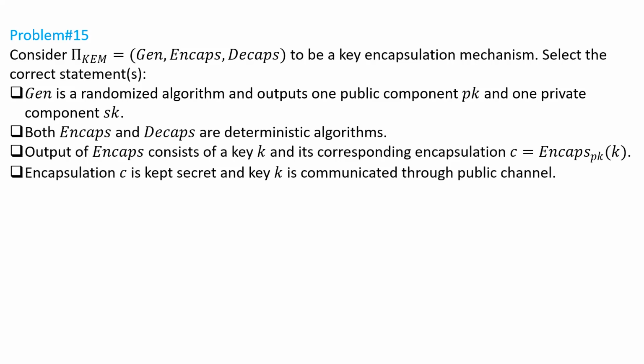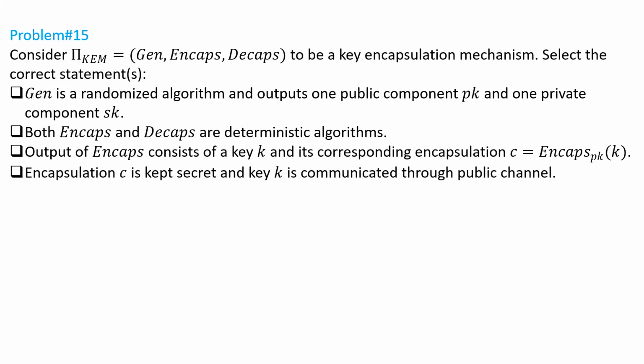Okay, so the first option, Gen is a randomized algorithm, is true. In a key encapsulation mechanism, your Gen algorithm outputs two different keys, PK and SK. PK is the public component and SK is the secret component. The first statement is true. The second statement, both encapsulation and decapsulation are deterministic, is wrong. The encapsulation algorithm is randomized and the decapsulation algorithm is deterministic.